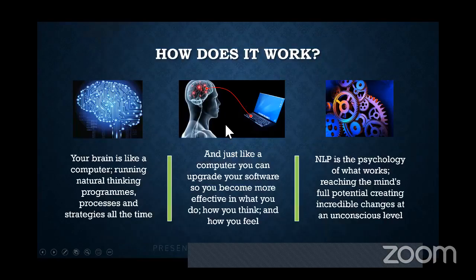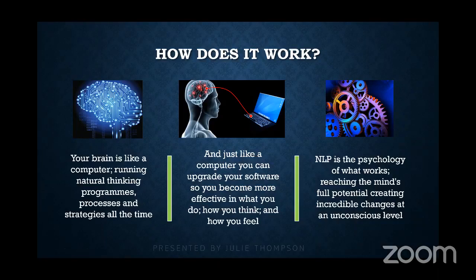So now, how does it actually work? Your brain is definitely like a computer system. You're running natural thinking programs and processing strategies all of the time. You are literally processing millions of bits of information any given second. And just like a computer, it will automatically give code, meaning, order and structure to the external events that are happening around you. And this is happening 95% of the time.